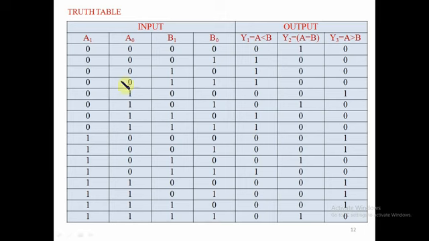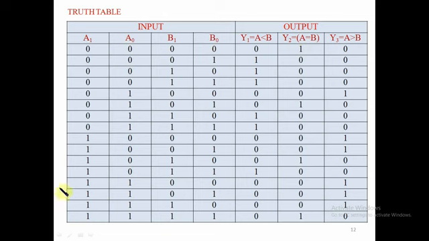Here we take a1 a0 b1 b0, which means 4 variables, so 16 combinations, from 0 0 0 0 to 1 1 1 1. The output is the same: there are 3 outputs, a less than b, a equal to b, and a greater than b. Now take any one example. First one, all the values are the same, hence a 1 will be generated for a equals b.